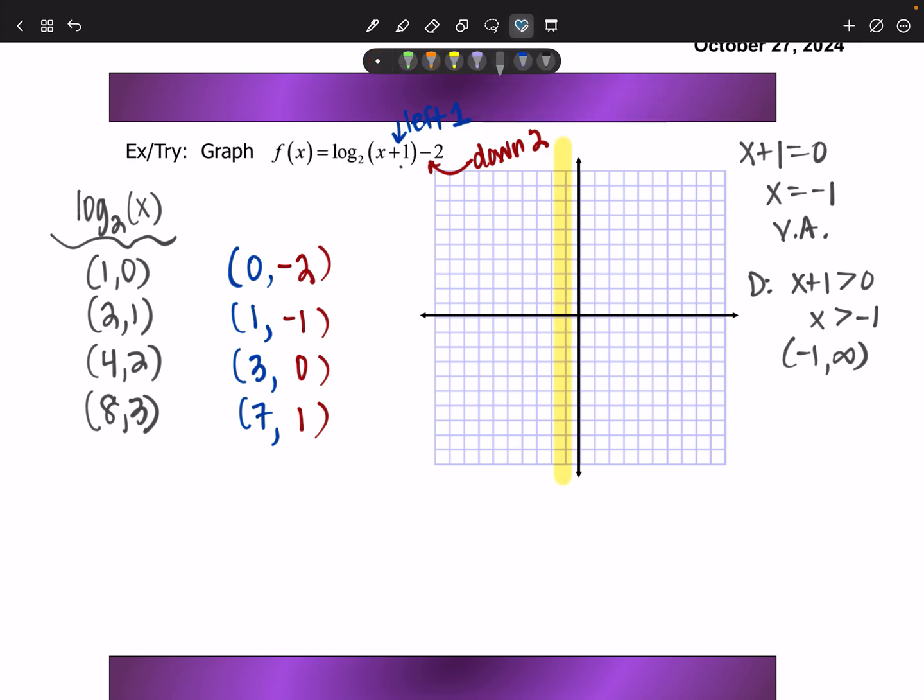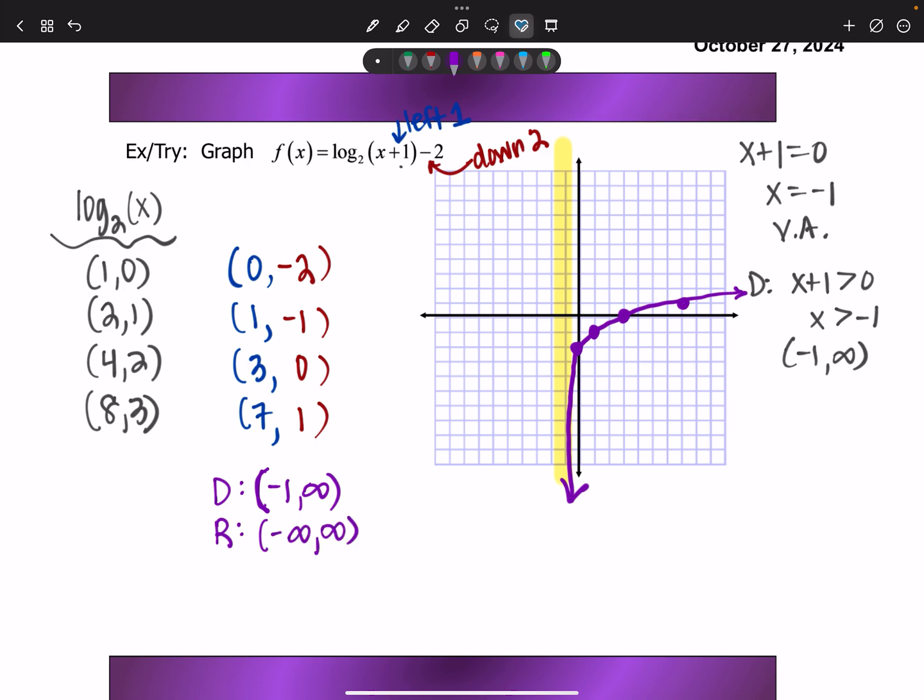I'm going to plot my points, and they should all fall into place: 0, -2; 1, -1; 3, 0; and 7, 1. We have a domain from -1 to infinity. We have a range from -infinity to positive infinity. We have a y-intercept of 0, -2. We have an x-intercept of 3, 0. And we have a vertical asymptote at x equals -1.